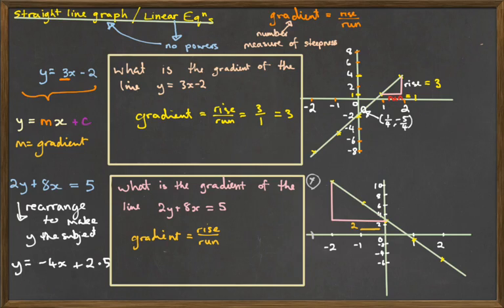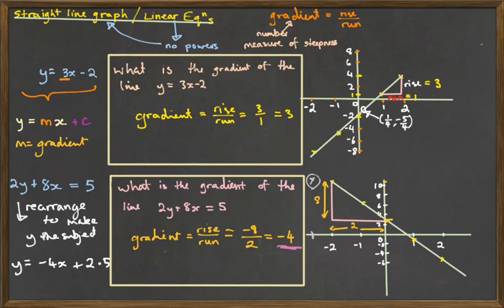Now in this triangle, you can see that the run is 2, and the rise, well, it goes from 2.5 to 10.5. So that means the rise is 8. But because it goes down, it's a rise of minus 8, really. So it's a rise of minus 8 and a run of 2. Okay, so the gradient is minus 4. Now remember, negative gradients slope downwards and positive gradients slope upwards.